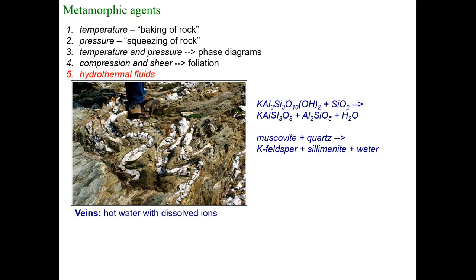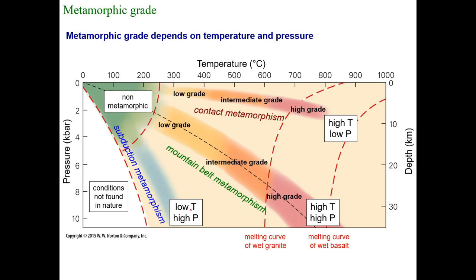The final type of metamorphic agent is hydrothermal fluids. So these are hot fluids that are constantly flowing through rocks. You might know that there's groundwater, of course, and when you get groundwater very deep, it becomes very hot, and it's going to pick up a lot of different dissolved solids, dissolved minerals, and those become very effective agents of metamorphism. Okay, so hot water with dissolved ions in it is very good at changing the chemistry of the rock.